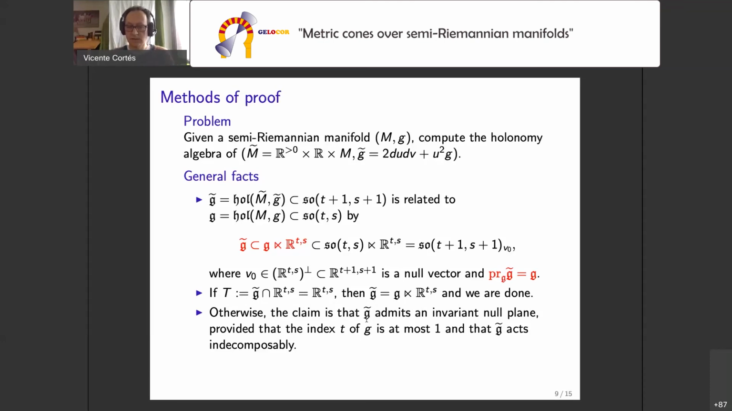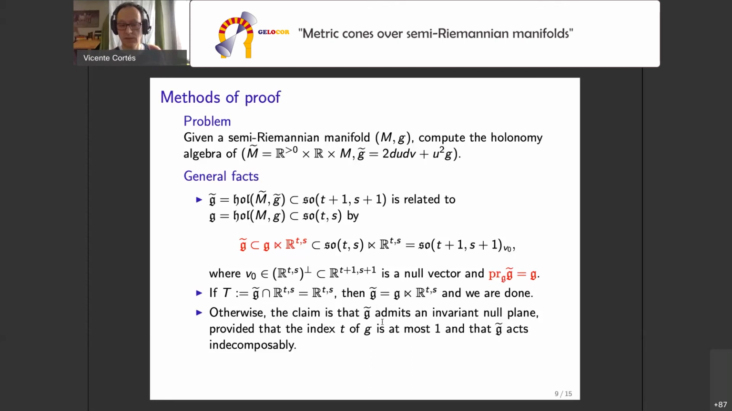And the claim is that if it is smaller, then one can prove that G tilde admits an invariant null plane. So we are in this case of existence of a totally isotropic two-dimensional distribution, at least if the index of the metric G, the number of negative, time-like directions, is at most 1. And also using the fact that G tilde acts indecomposably. So we are always in the setting that we have an indecomposable cone metric. So the holonomy algebra G tilde is assumed to be indecomposable.